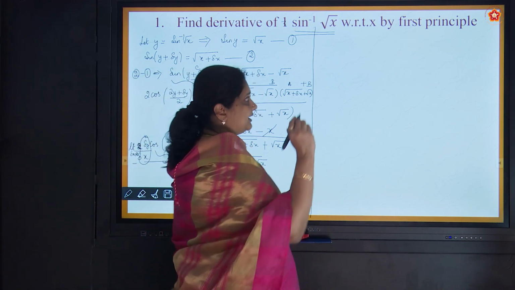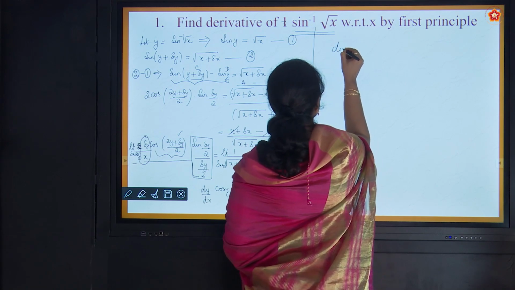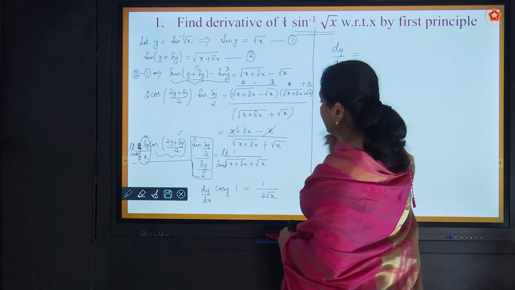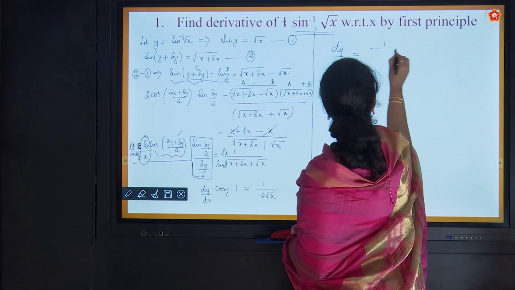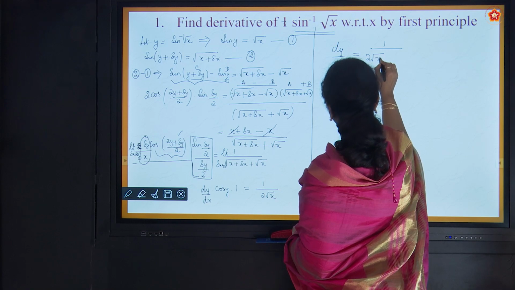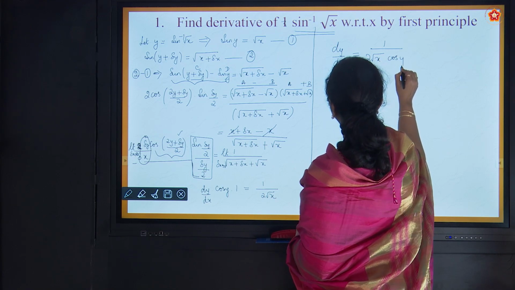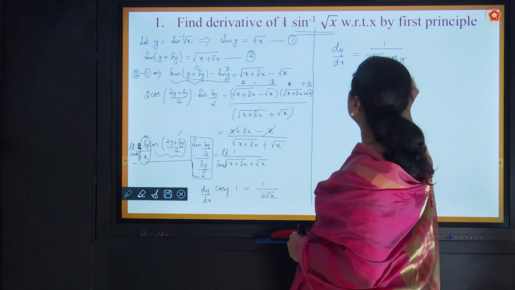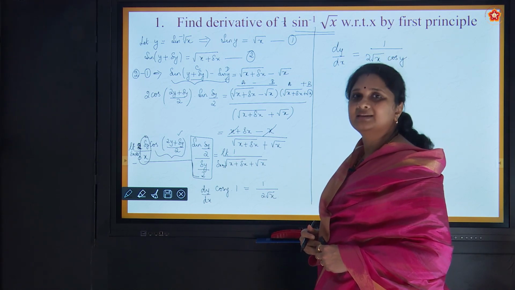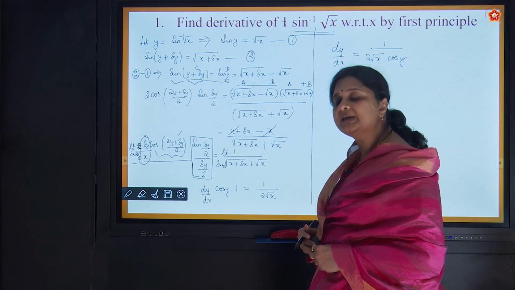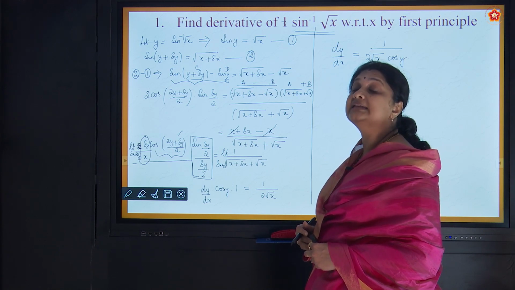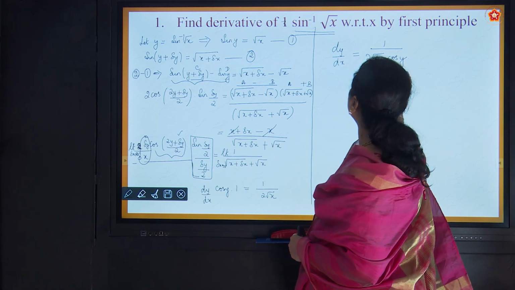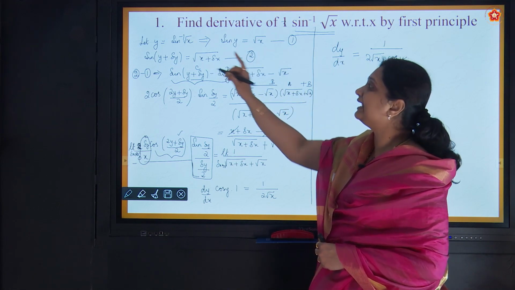I'm supposed to find dy by dx. Let's find that. Now with this I know that dy by dx is equal to, I'm bringing this to the other side, it becomes 1 by 2 root x cos of y. Now when you observe dy by dx, the derivative on the right hand side has y involved in it. That's not the way we express it, right? It has to be in terms of the independent variable only, not the dependent variable. So now I have to put y in terms of x back.